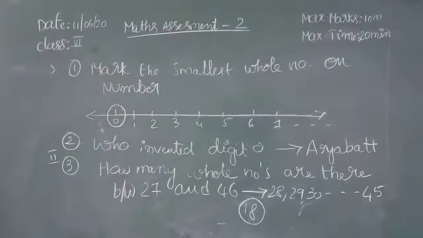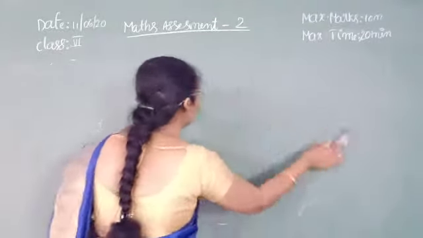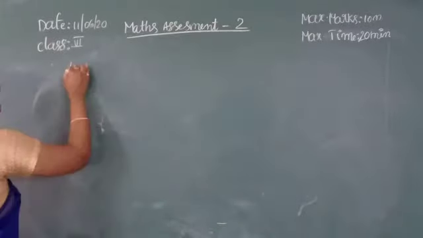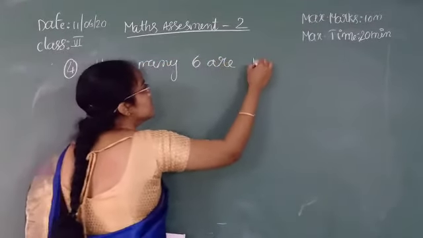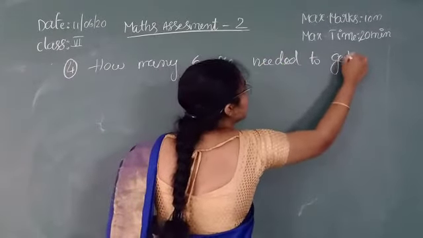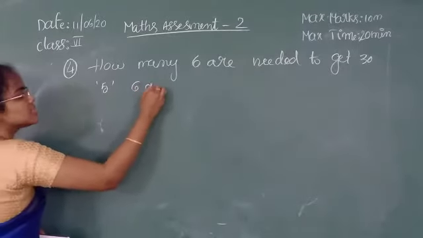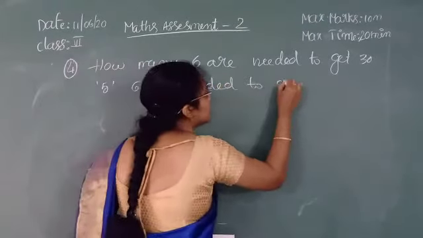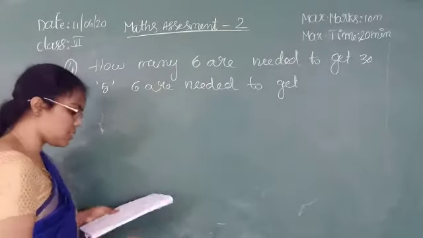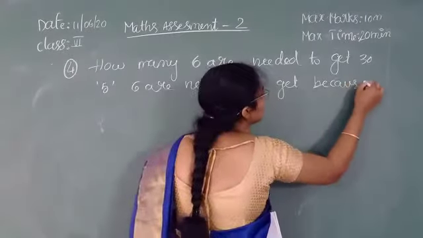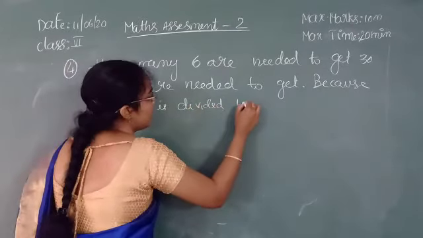And the next one, the fourth question, they are asking: how many 6s are needed to get 30? How many times do we have to take 6 to get 30? So 5 sixes are needed to get 30. Why? Because 30 comes in the 6 table as 5 times. So 6 fives are 30, or 30 divided by 6.